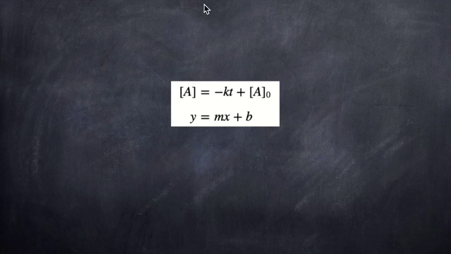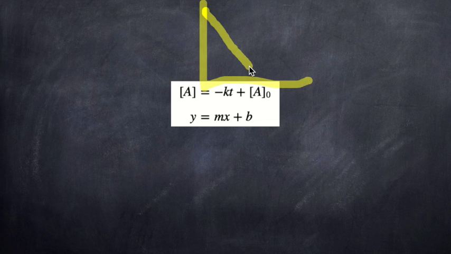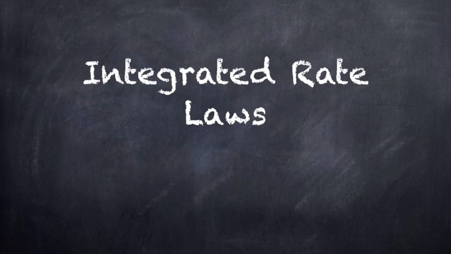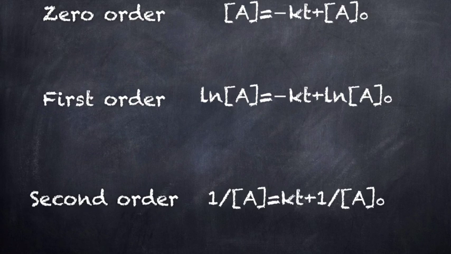So lastly, for the zero order, this is the equation, and as we can see, we'll get a negative slope which looks something like this. So that's how simple the topic of integrated rate law is. You just have to know the 3 equations and just play with the values.